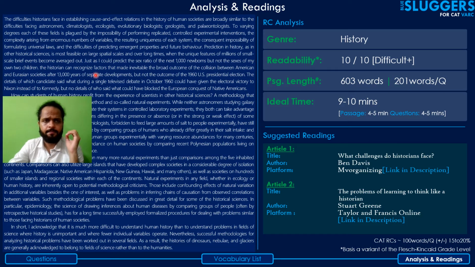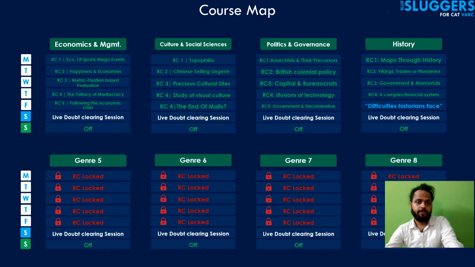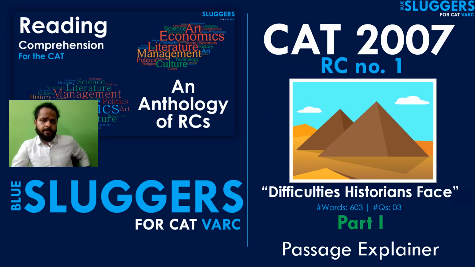Okay, guys. So with this, we are done with the fifth passage of this genre, difficulties historians face. For those of you who have not watched the other passages, or solved the other RCs, you can do so by going to the playlist of the channel, an anthology of RCs, where the links to attempt the RCs are all available in the description of the respective videos. Okay, and finally, we are done with the session.